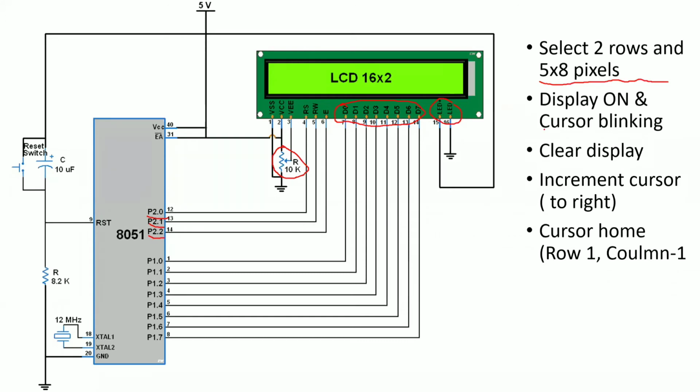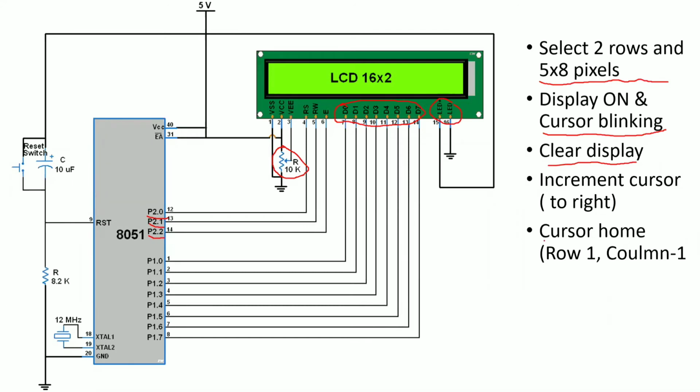Next one, I am using display on and cursor blinking. So please remember what the different codes are for these commands. We are going to see the different commands we are using. Next, clear the display and increment the cursor to the right. So whenever you are printing the text, hello world, H, next E, L, L, O, W, like that we can increment the cursor to the right.